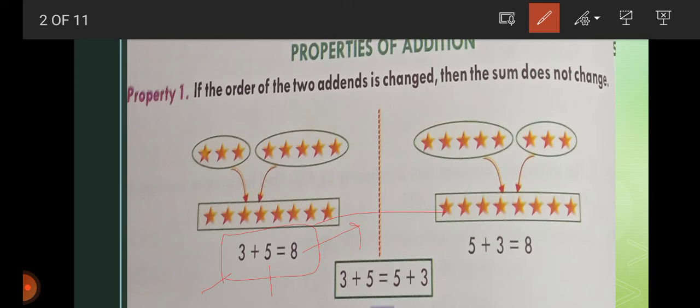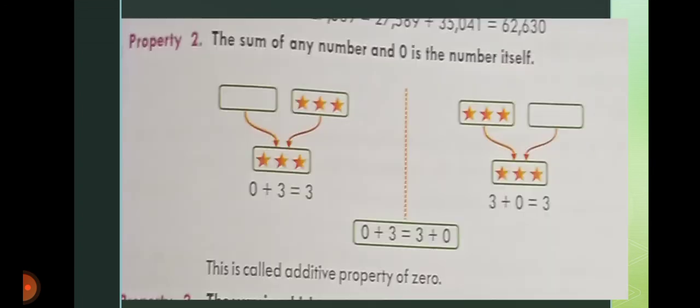If we are writing 5 instead of 3, and writing 3 instead of 5, meaning we are changing the order of the addends, the sum will remain the same. In both cases we have got the answer as 8, right? This is the first property. Then, coming to the next property.